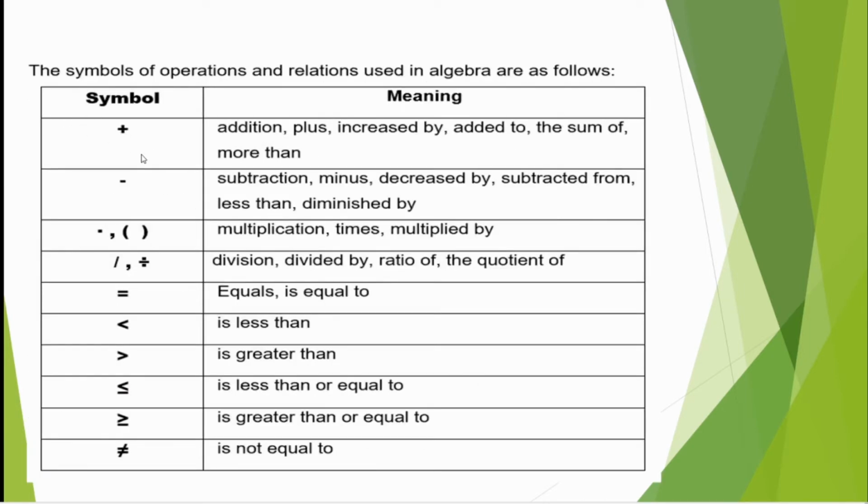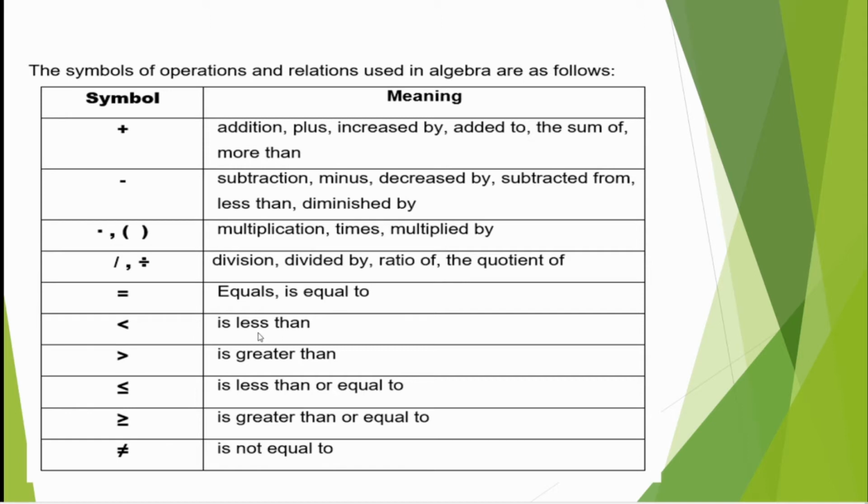What are the symbols of operations and relations used in algebra? These are the following. The first one, we have addition: plus, increased by, added to, the sum of, and more than. This one is for the minus sign, wherein the meanings can be subtraction, decreased by, subtracted from, less than, and diminished by. The other one, we have multiplication: times, multiplied by. And this one, we have division: divided by, ratio of, the quotient of. We have the equal sign, which means equals and is equal to.